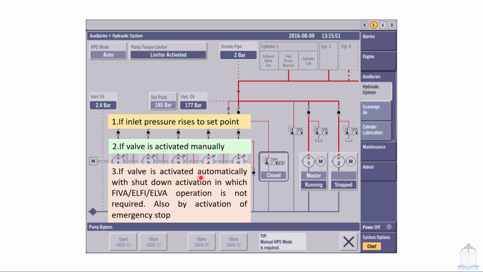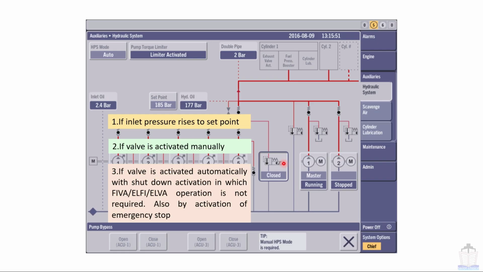Third, if valve is activated automatically with shutdown activation, in which FIBA LFA operation is not required, and also by activation of emergency stop. So when you press emergency stop, then also these two solenoid valves get activated and hydraulic pressure becomes zero. Also in most of the shutdown conditions, both solenoid valves get activated and bring this hydraulic pressure to zero. Please note, not in all types of shutdown this valve gets activated. Only in some specific shutdowns these two valves get activated.